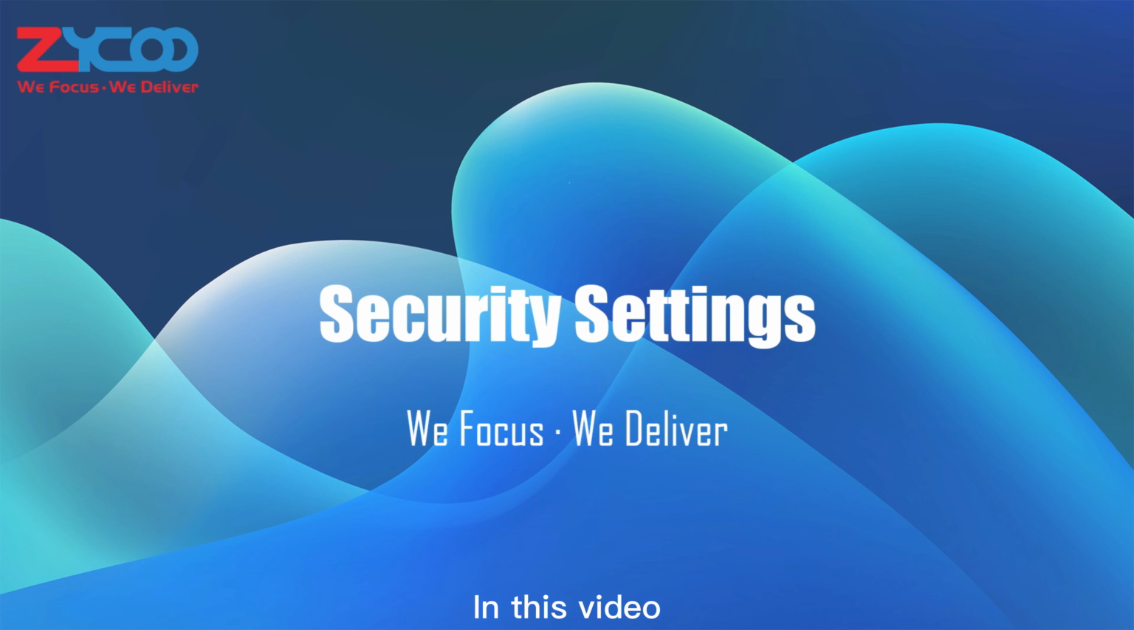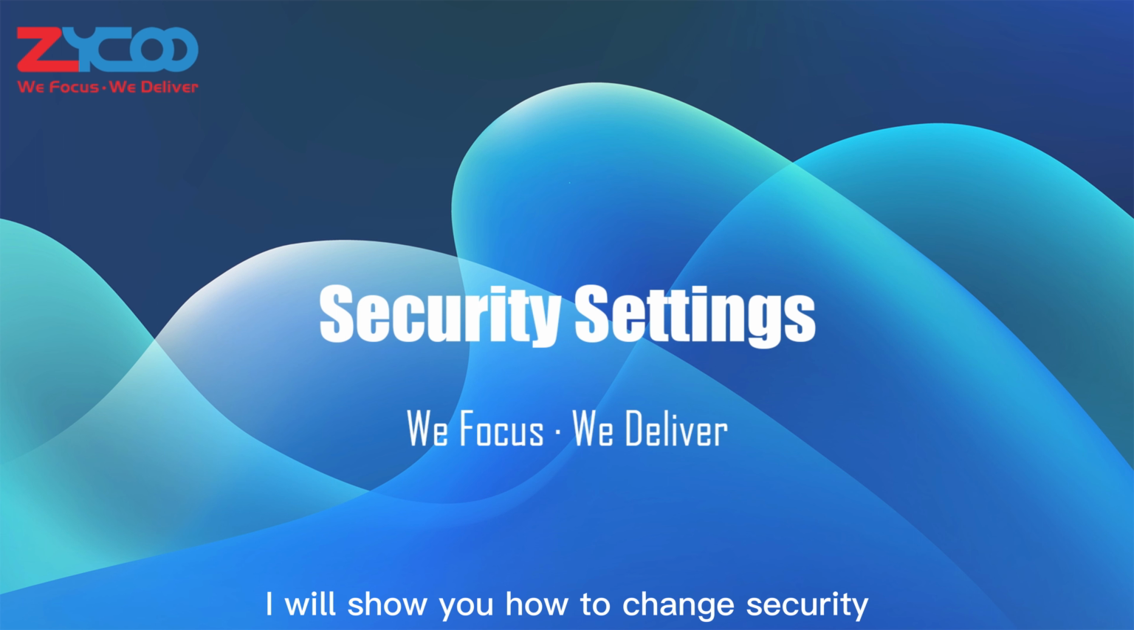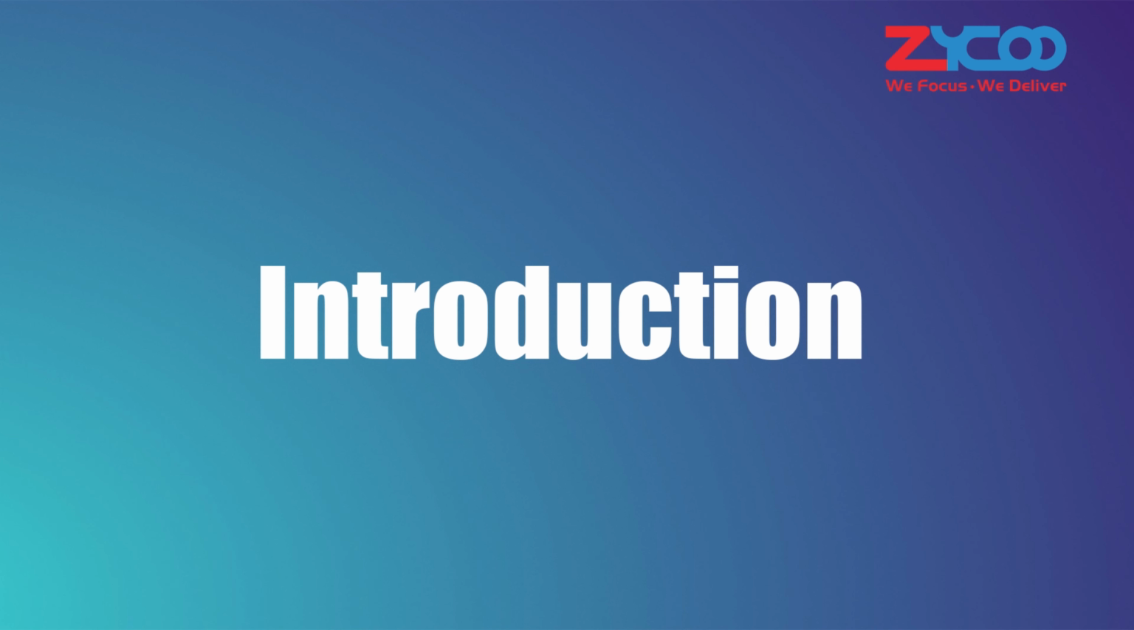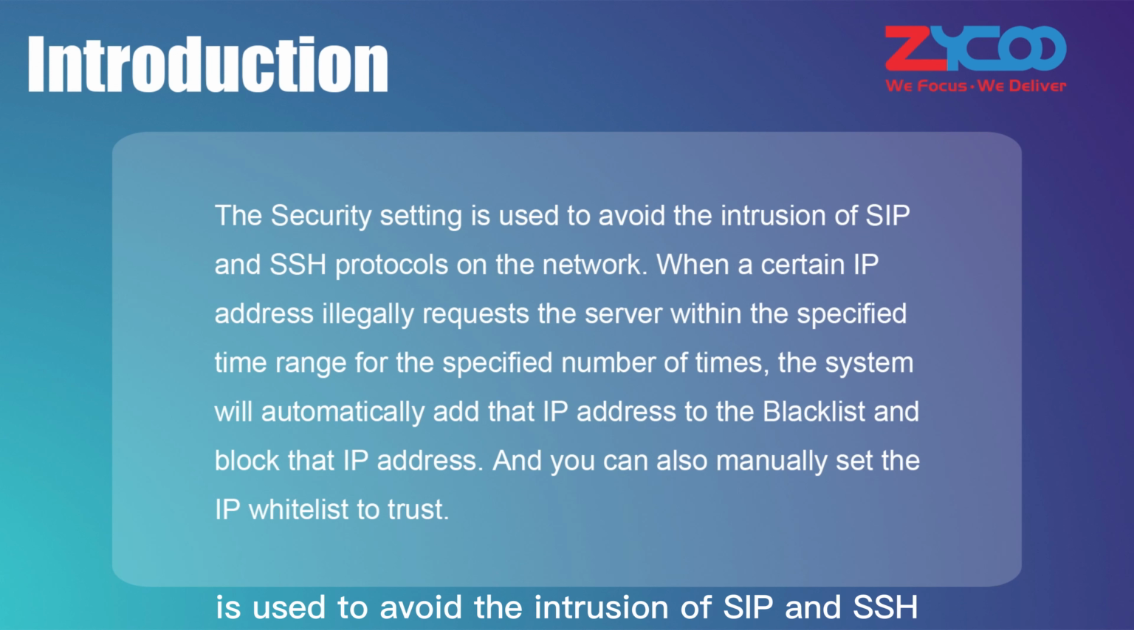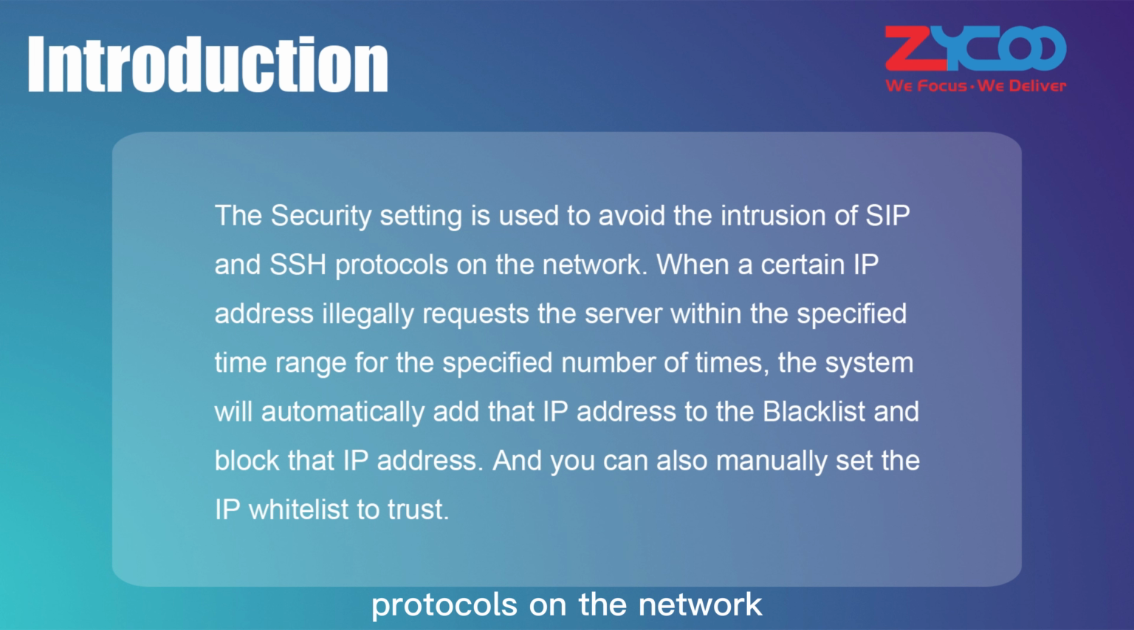In this video, I will show you how to change security settings like intrusion protection, blacklist, and whitelist. The security setting is used to avoid the intrusion of SIP and SSH protocols on the network. When a certain IP address illegally requests the server within the specified time range for the specified number of times, the system will automatically add that IP address to the blacklist and block that IP address. And you can also manually set the IP whitelist to trust.